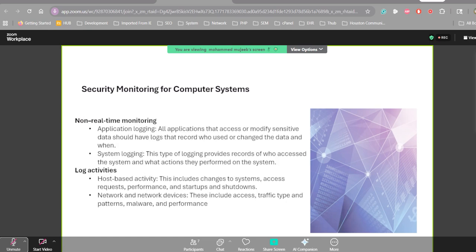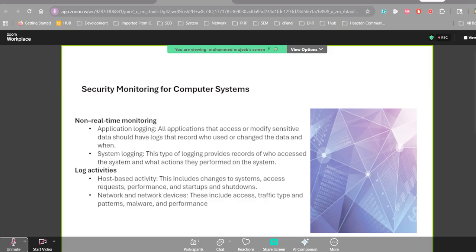Non-real-time monitoring is basically logs, like all the application logs. Those are non-real-time monitoring. Any system that accesses or modifies sensitive data should be logged. And do you know where we log this information? Anybody? We talked about it so many times. Very good, excellent, folks. System logs, and any types of system logs, OS logs, and all those things. Those are non-real-time monitoring, but we need these logs also.